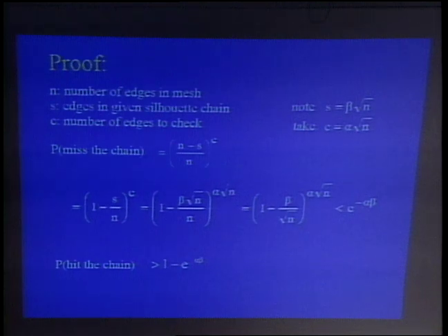And because the number of edges in the silhouette chain is doubling while the total number of edges is quadrupling, it's not very hard to show that S varies with the square root of N. So it's some constant beta times the square root of N. And if we had more time, I'd show you. It's a simple calculation to choose beta. It's determined. And then let's just take C, the number of edges to check, just make that vary with the square root of N with some constant alpha to be determined.